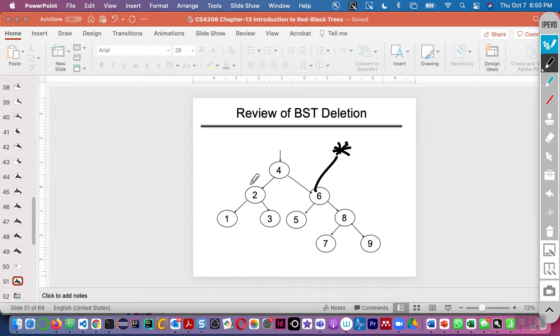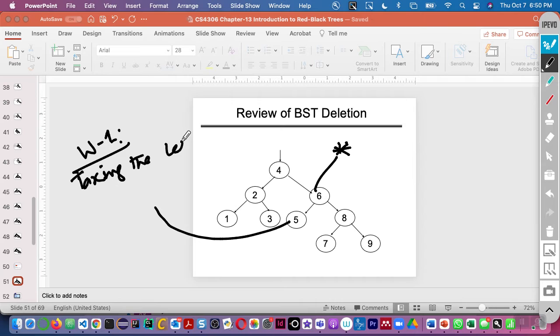One is taking the left predecessor. This is called the predecessor. So deletion can happen two ways. Way one is taking the actual predecessor, which is always the left predecessor.